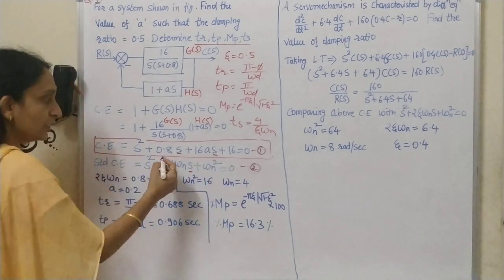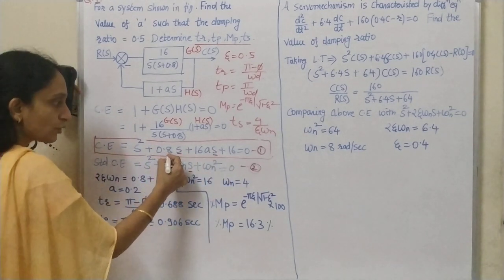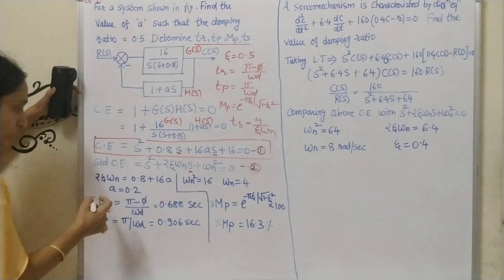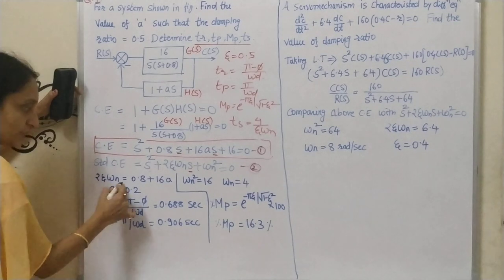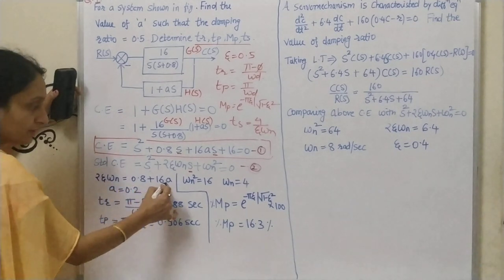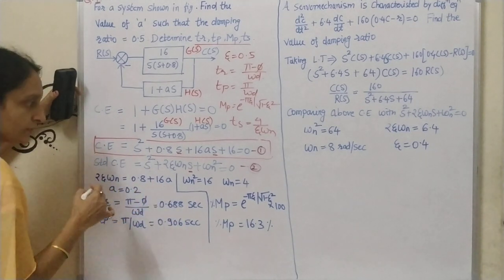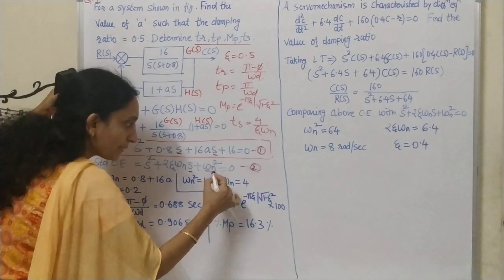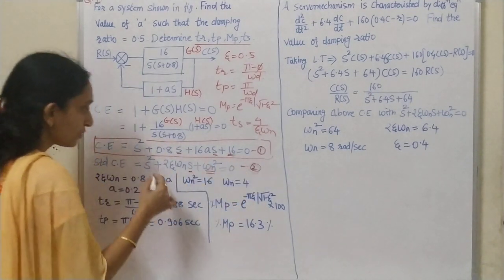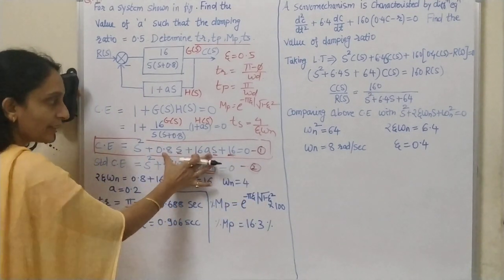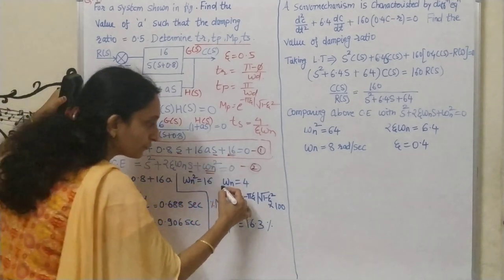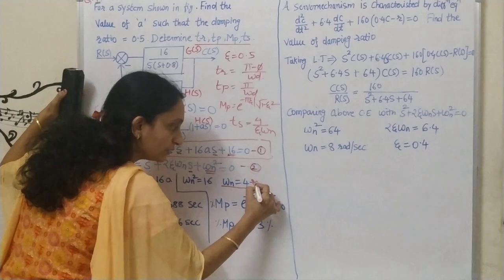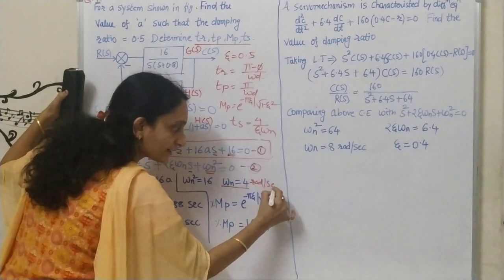So this will be the common part, 0.8 plus 16a. Here I have compared 2 zeta omega n: 2 zeta omega n is equal to 0.8 plus 16a. Then I compared omega n square with 16, because the standard form is S square plus 2 zeta omega n S plus omega n square. Once you compare, you will get the value of omega n as 4, and write down the unit, radian per second.